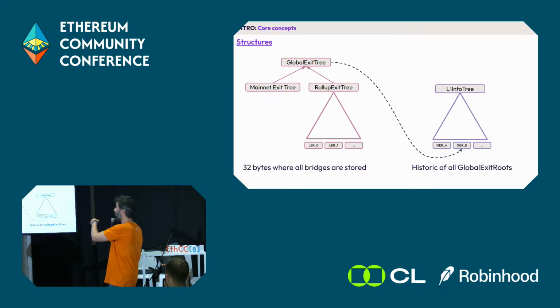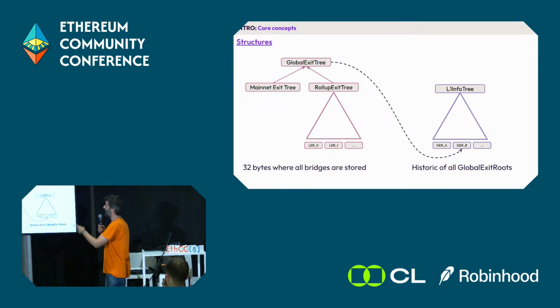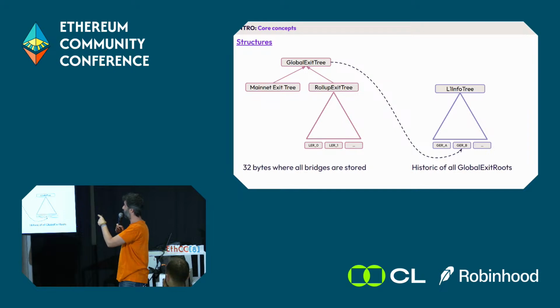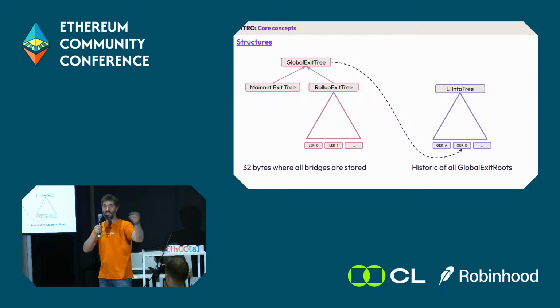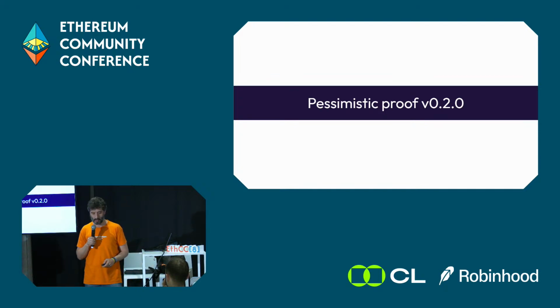And then we have another Merkle tree, which is the layer 1 info tree, which gathers the history of global exit trees. It means that with a single 32 bytes value, the root of the layer 1 info tree, a chain can access all the bridges that have been done in all the chains on the AggLayer. Very convenient when you want to share bridges among layer 2 to layer 2, layer 1 to layer 2, or whatsoever.